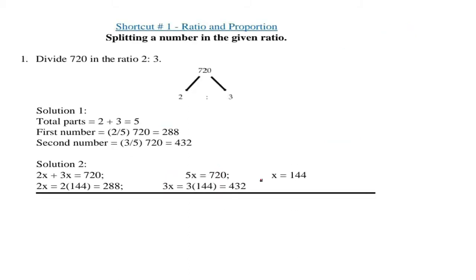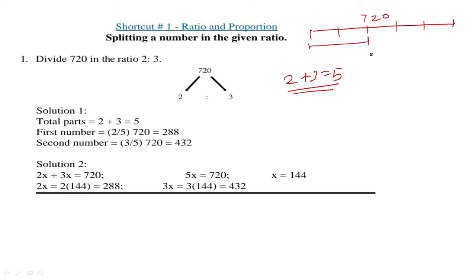Okay, so the question is 7. We have to divide the number 720 in the ratio of 2:3. As I said, the ratio is 2:3, so the total parts are 2 plus 3, which is equal to 5. So there are total 5 parts of the number 720. This means that if there is a line of 720 centimeters, we divide it into 5 parts, 1, 2, 3, 4 and 5, like this. And we are asked what are 2 parts of this line and what are 3 parts of this line.